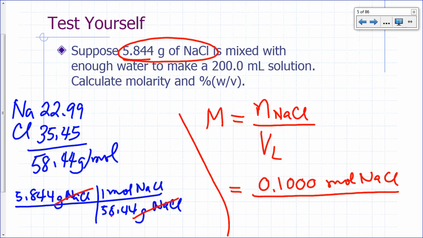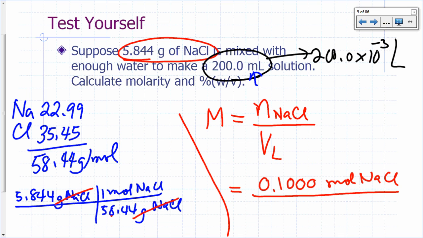And what's the volume of our solution? It's 200 mL, so that's 200 times 10 to the negative 3 liters. Anytime you see milli in your unit, if you want to get rid of that milli, simply replace it by 10 to the negative third. Milli means 10 to the negative third. So our volume is 200.0 times 10 to the negative 3 liters.